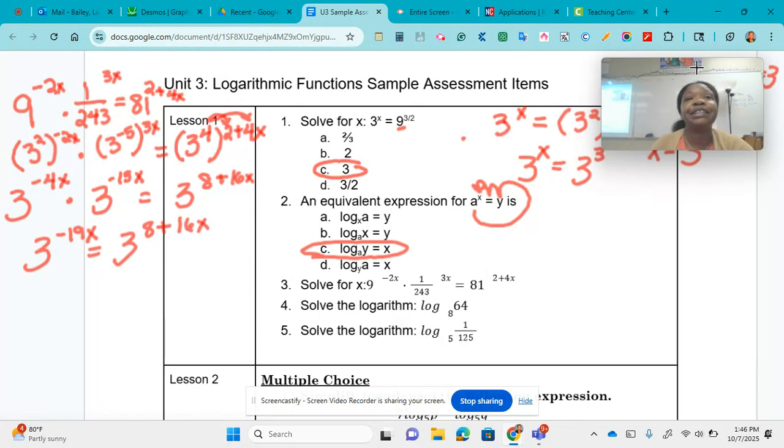Now that the bases are the same, we're going to set the exponents equal to each other. So that is negative 19x equals 8 plus 16x. That's why I started all the way on the corner. Got to put that work in.